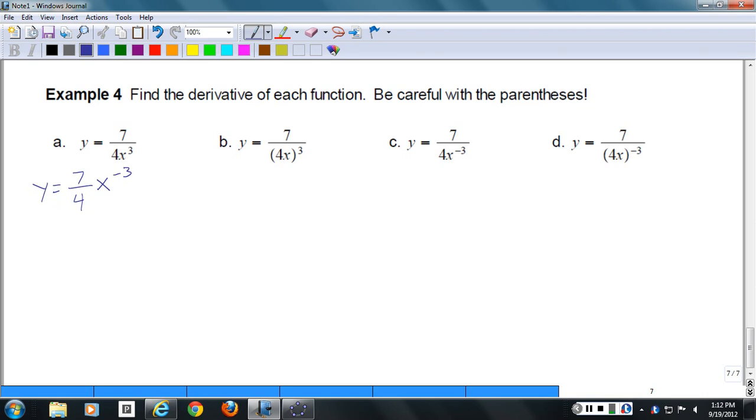The next one, y equals, well, the 4x is cubed, so we've got to go ahead and clear the parentheses. 7 over 64x cubed. So a little bit different, but not too much different. Y equals 7/64 x to the negative 3. Then we can take the derivative of that.